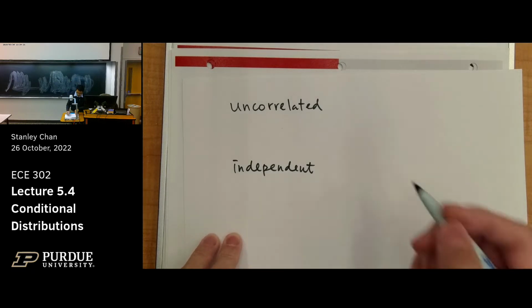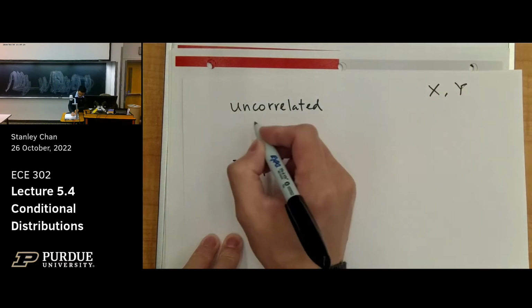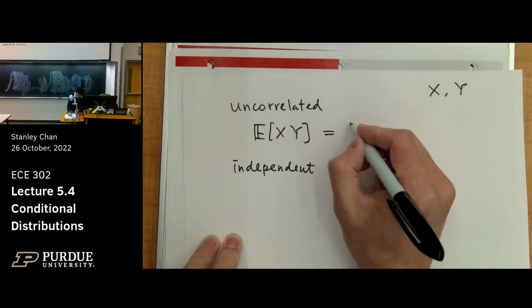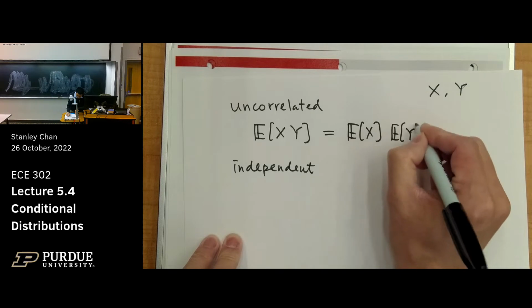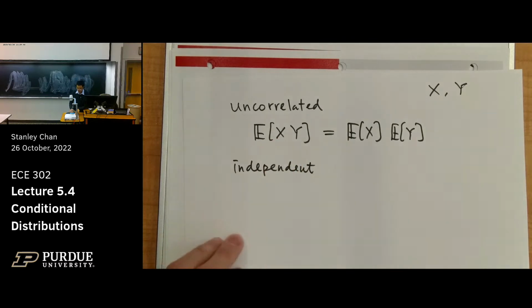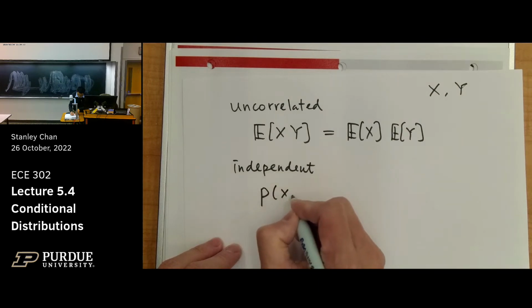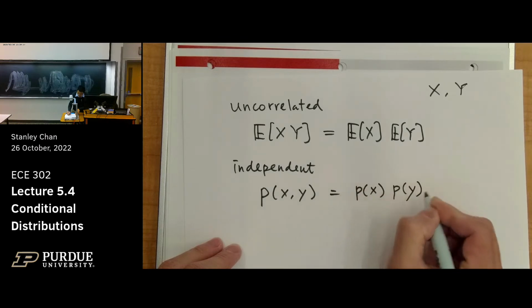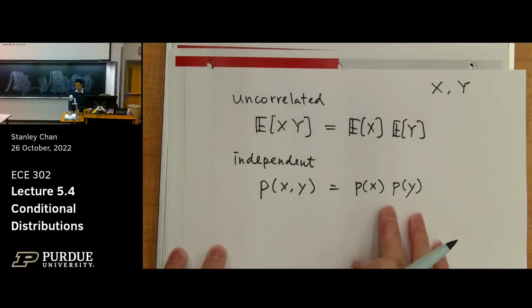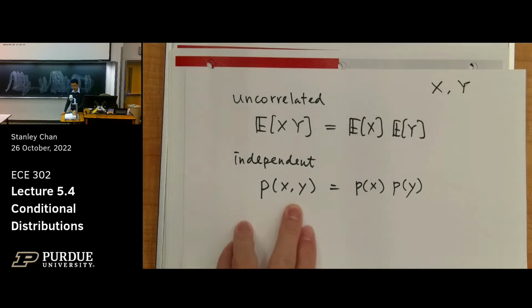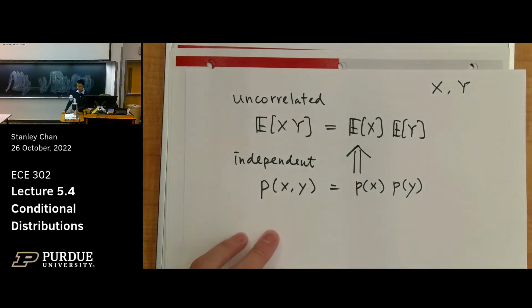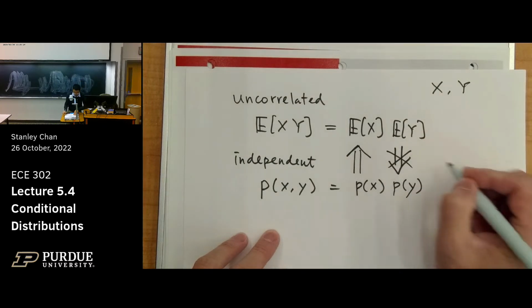Now, what is uncorrelated? If I have a pair of random variables X and Y, uncorrelated means that if you take the expectation of the product of X and Y, you can write it as the expected value of X times the expected value of Y. Then the pair of random variables are called uncorrelated. Independence means that if you look at the joint distribution P(x,y), if the joint distribution can be factorized as a product of 2 marginal distributions, then you say that the pair of random variables is independent. Now, the direction is that if you have independence, you can get uncorrelated. But if you start with uncorrelated, you are not guaranteed to get independent.